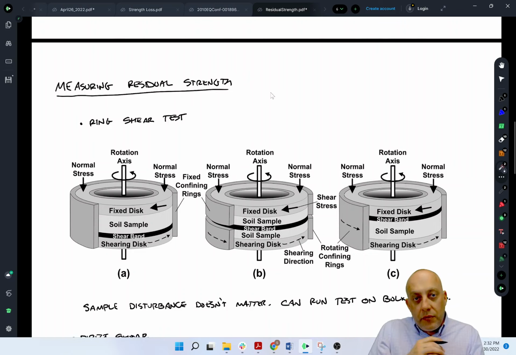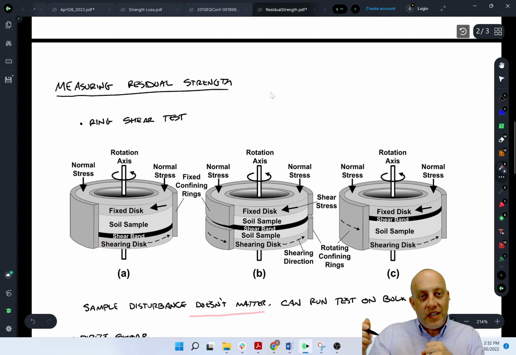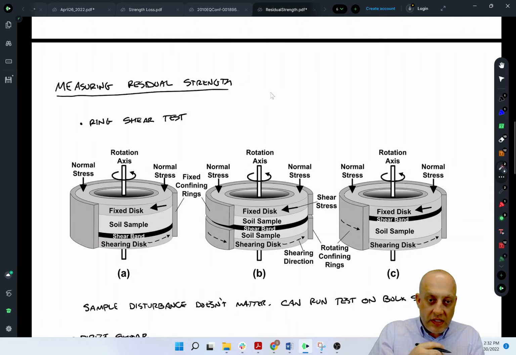All right, one thing about ring shear testing or any kind of residual strength testing, sample disturbance doesn't matter, right? We're always talking about how sample disturbance is a big deal. It makes the soil usually weaker, although it can strengthen soil too. And that's why we don't run strength tests on split spoon samples like the standard penetration test sampler or the modified California sampler. I should say we shouldn't run strength tests on those samples. Sometimes we do run strength tests on ModCal samples, which is really a bad idea, but we do it anyway.